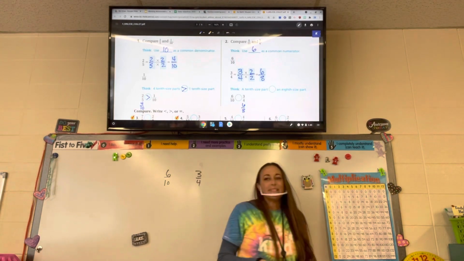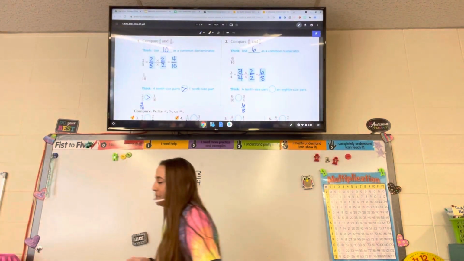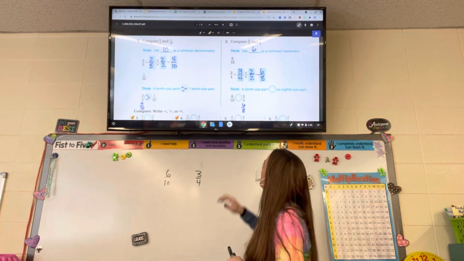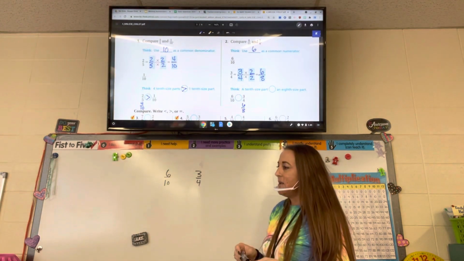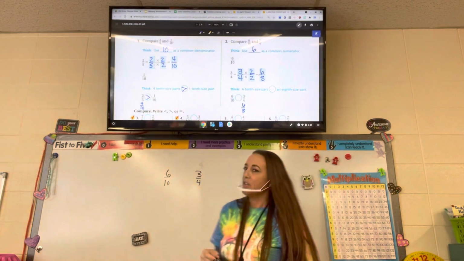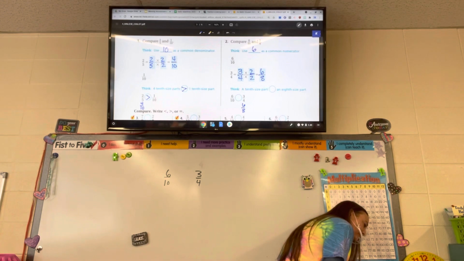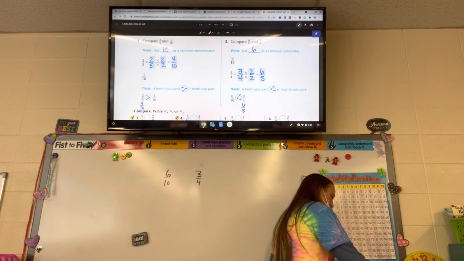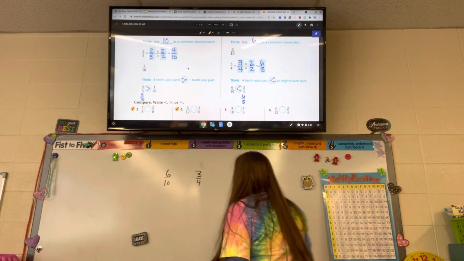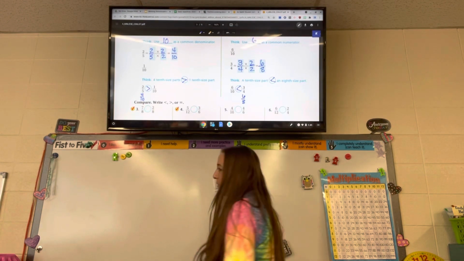So which is bigger, 6/10 size pieces or 6/8 size pieces, Brindley? 3/4. Which is bigger, 6/8 size pieces or 6/10 size pieces? 6/8 size pieces. Good, very good. So 6/10, our 10 size part, is less than an 8 size part. So 6/10 is less than 6/8 or 3/4. Okay, we're going to do 4 more together, and then I'm going to have you guys do some.